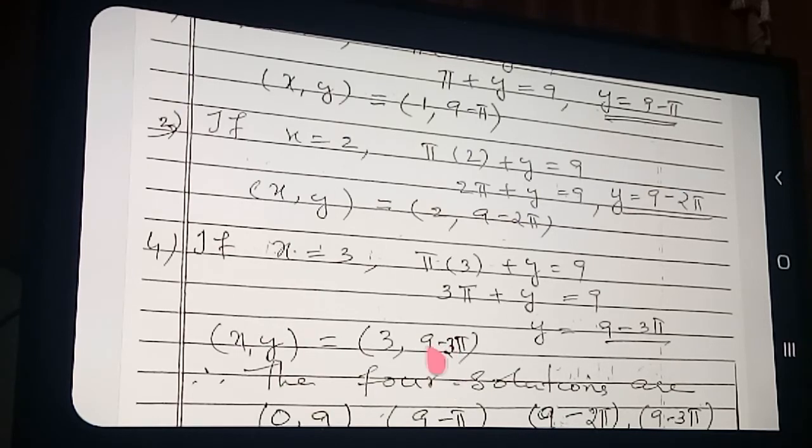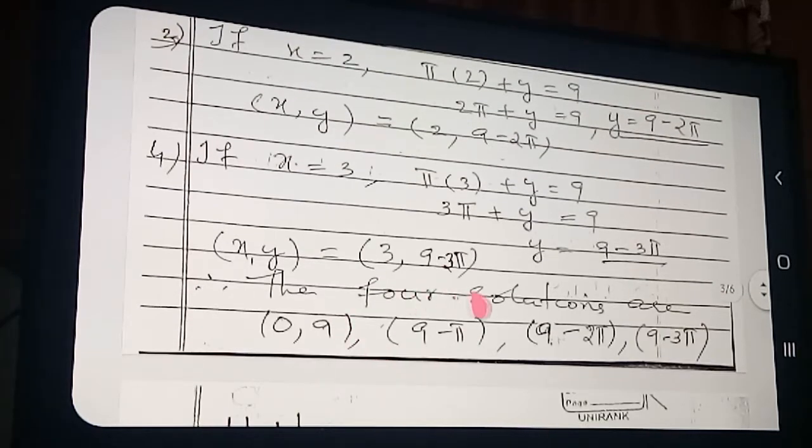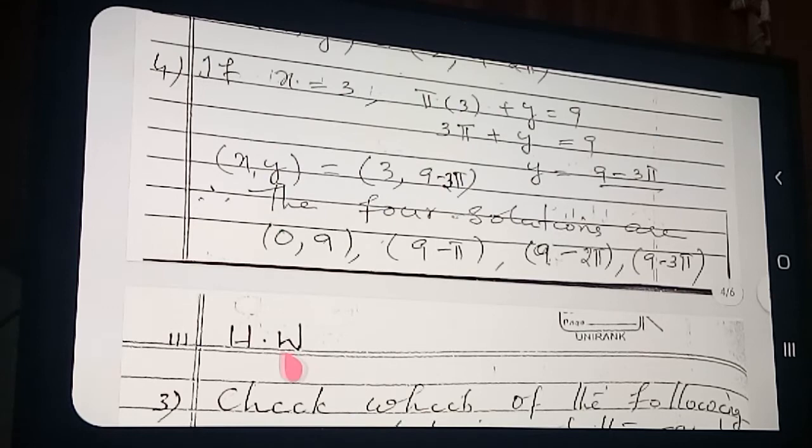Now we will write the conclusion. Therefore, the four solutions are first (0, 9), then (1, 9 minus pi), (2, 9 minus 2 pi) and (3, 9 minus 3 pi). Okay students, copy it first. And I have given homework for you. The third sum is homework. Okay, completed. Now move to the next question.